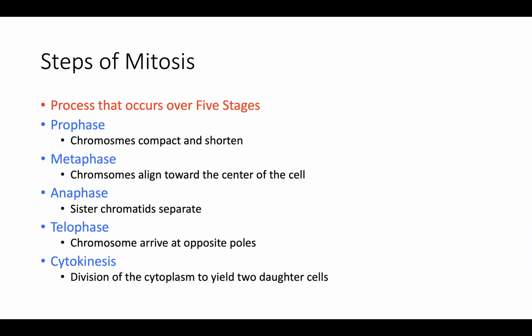Cytokinesis is where this cell actually splits off. The cytoplasm of that parent cell now splits off and creates two daughter cells. So we go from one cell to two cells during cytokinesis, the division of the cytoplasm.